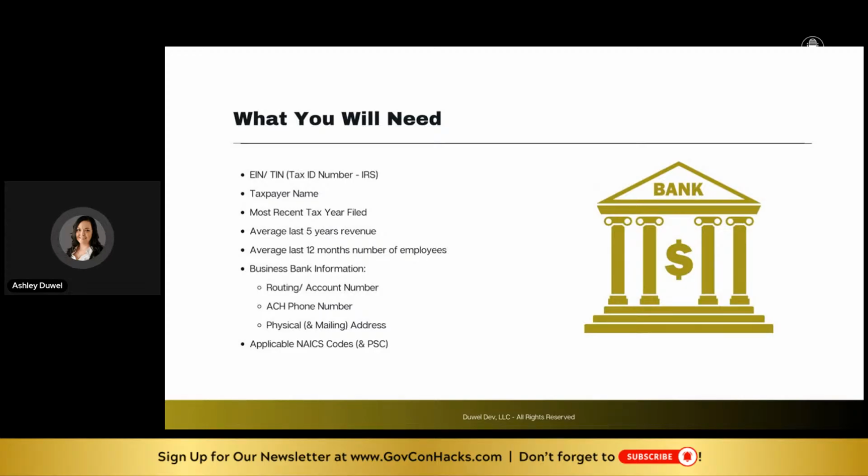What you see on the screen is what you're going to need for this stage of the process. You're going to need to know your EIN or TIN, social security number for you solopreneurs, your taxpayer name, whether that's your first and last name or whether that's your business name, depends on how you filed. You'll also need to know the most recent tax year filed. If you are filing taxes for the first time this year, you're going to put 2025 in the most recent tax year filed box. You're going to need your average last 5 years revenue, average last 12 months number of employees, and your business bank information, along with your applicable NAICS and product service codes.